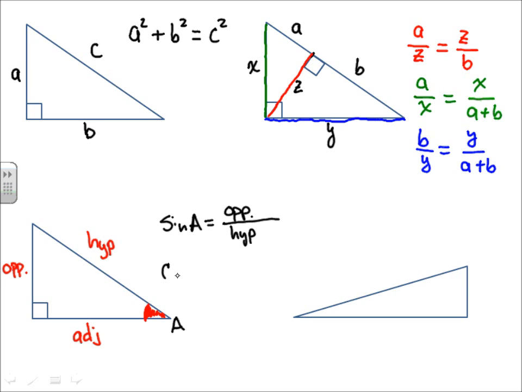The cosine ratio, the cosine of angle A, is defined as the length of the adjacent leg, ADJ, divided by the hypotenuse, HYP. And the final one here is the tangent ratio, and the tangent of angle A is defined as the length of the opposite leg, OPP, divided by the length of the adjacent leg, ADJ. Okay, so these are my three trigonometric ratios, and we just need to know them.